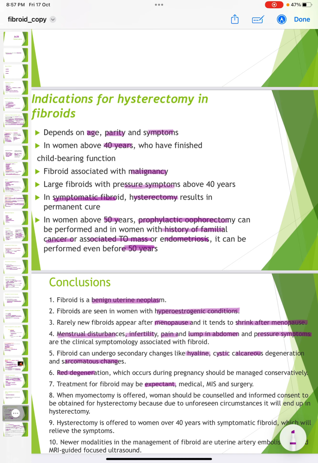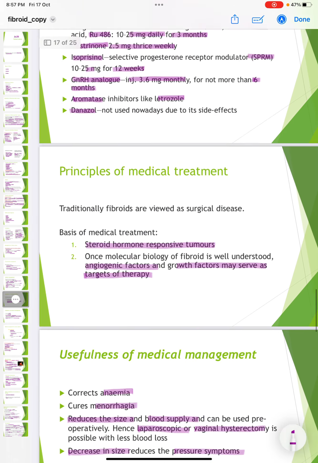Treatment can be expectant, medical, minimally invasive surgery or surgery. If you want to do myomectomy, consent for hysterectomy has to be taken and the woman has to be counseled regarding the recurrence. Hysterectomy is done after 40 years in a symptomatic fibroid when the woman has completed the family. And the newer modalities are MRI guided focused ultrasound and uterine artery embolization. This is what I wanted to say about fibroid in brief.